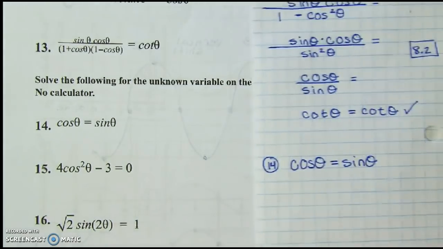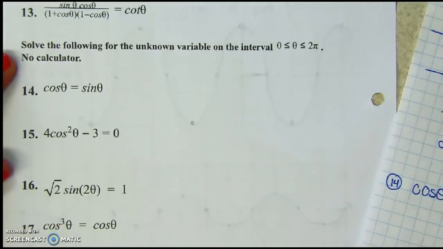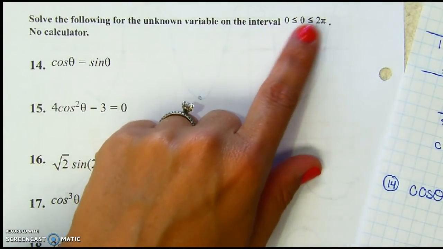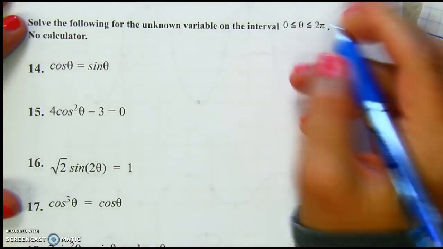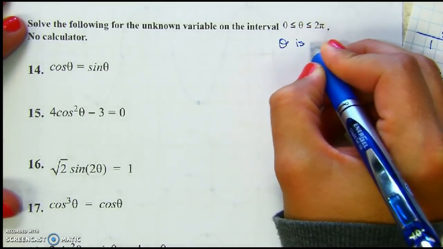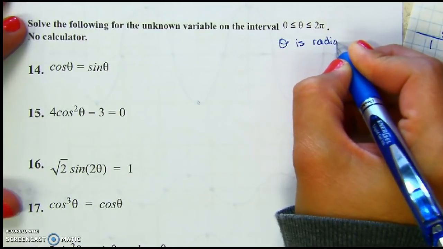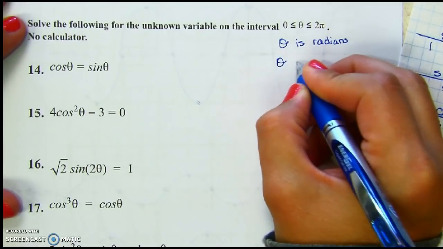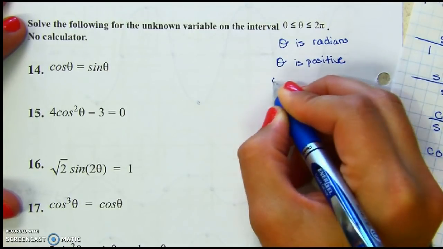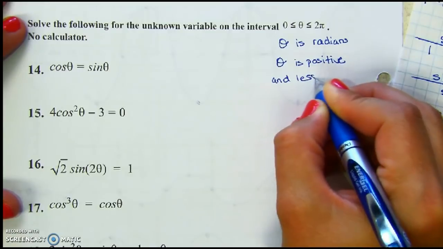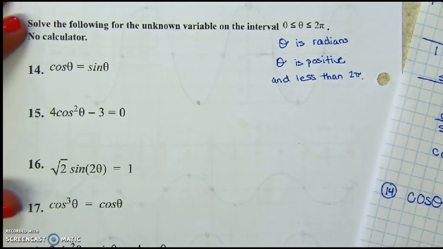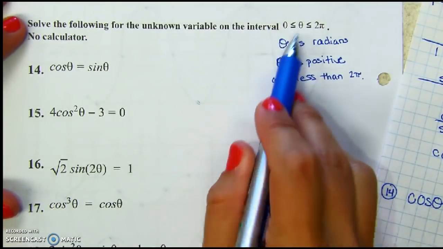Okay, now we're in solving. Solve the following for the unknown variable between 0 and 2 pi. So theta, this is a clue. This tells you two things. Ready? It tells you that theta is in radians. It also tells you that theta is positive and less than 2 pi. Okay, that's what that means. Positive, greater than 0, and less than 2 pi.